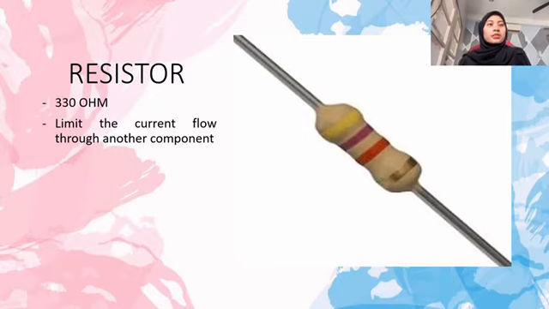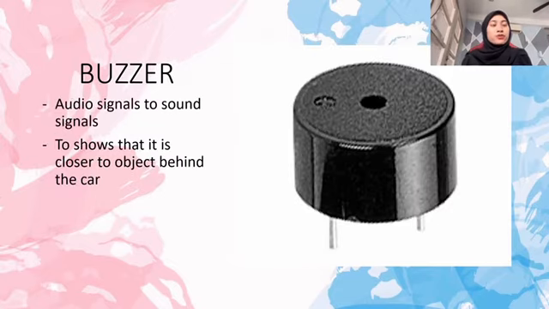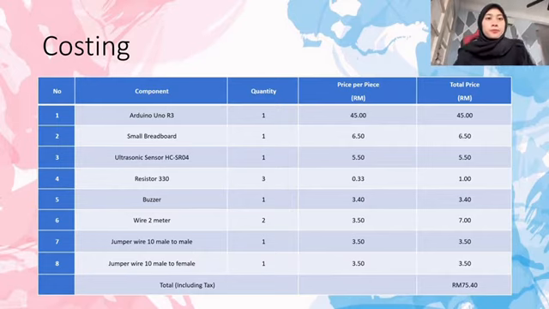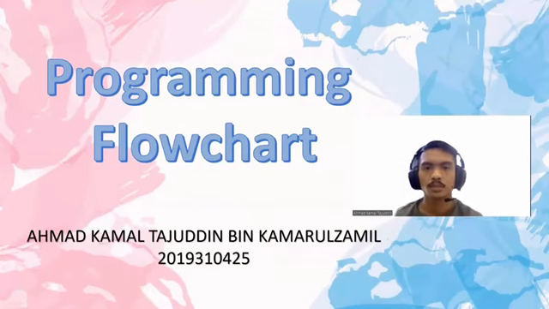The resistor that we use is 330 ohm, and the function of it is to limit the current flow through another component. Lastly, the component that is used for our project is buzzer. It is used to convert audio signal to sound signal, and the buzzer will only make sound when the object is closer to obstacle behind the car. So the total cost that is used for this project is 75 ringgit 40 cents for 8 different components, which are Arduino Uno R3, small breadboard, ultrasonic sensor, resistor 330, buzzer, wire, jumper male to male, and jumper male to female.